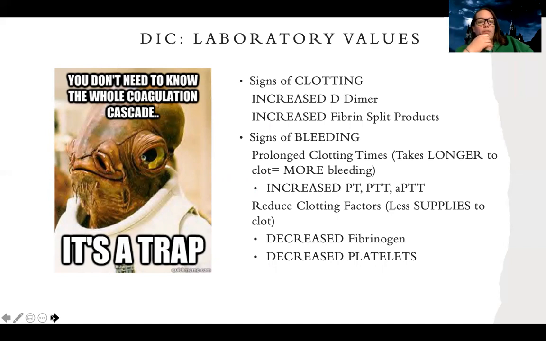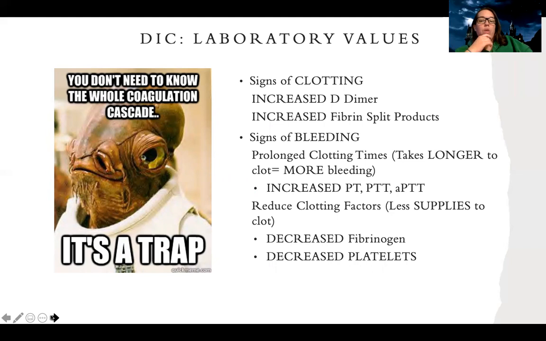They're also going to have signs of bleeding. When I check their PT, PTT, INR, APTT, all of them are going to be prolonged. In other words, I don't have enough of those clotting factors to use to clot, so it's going to take my body a lot longer to clot.